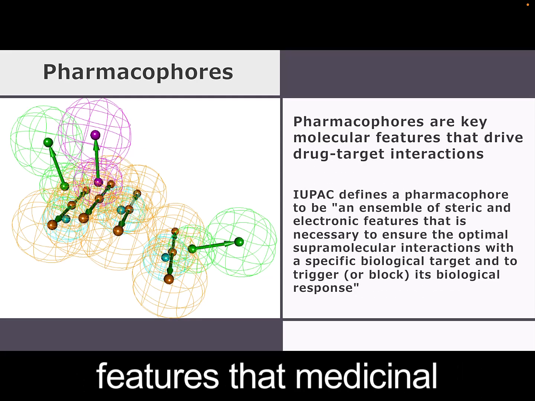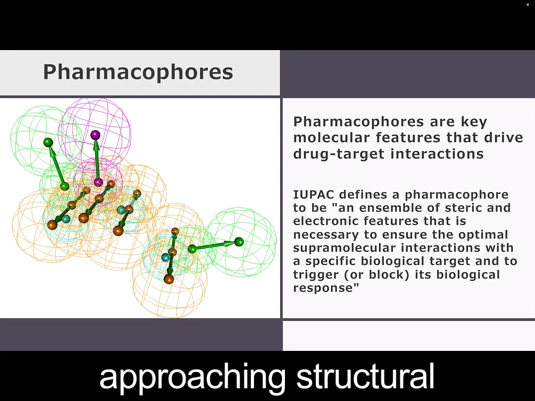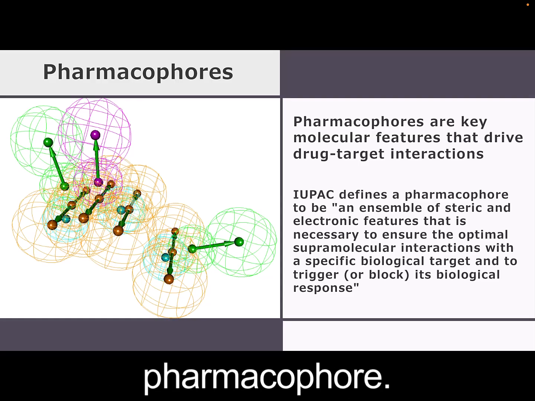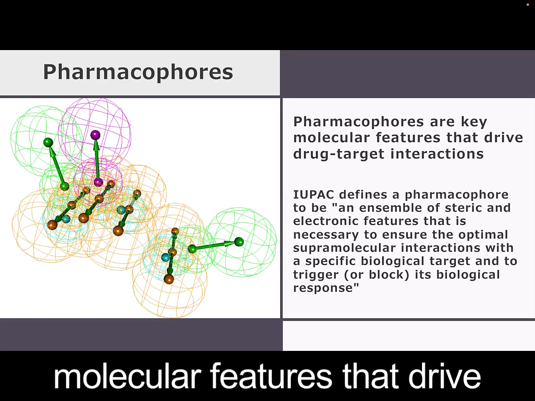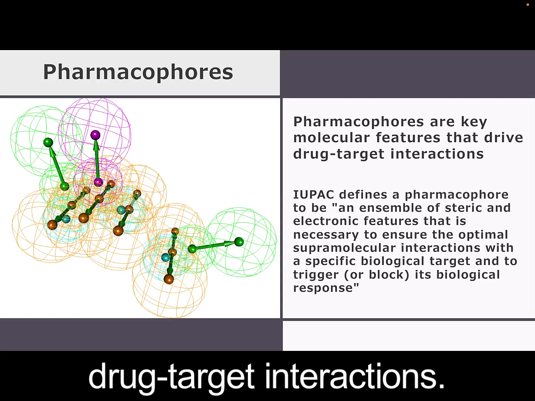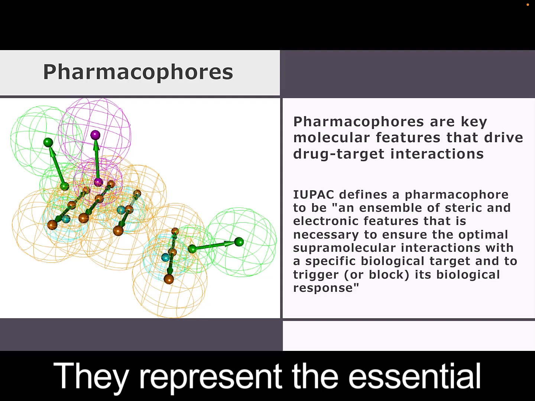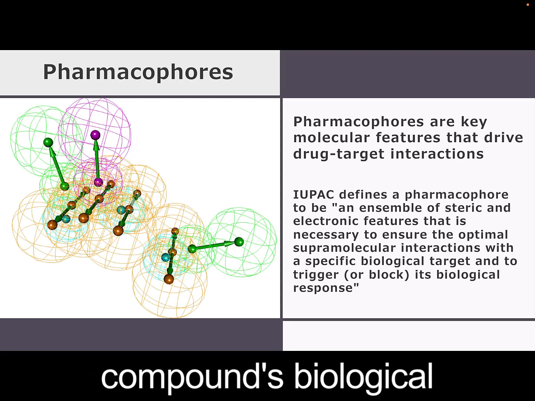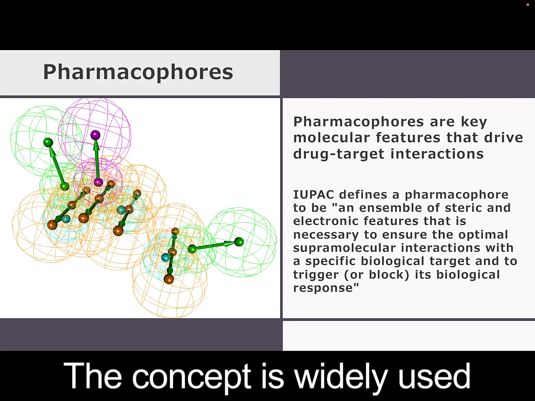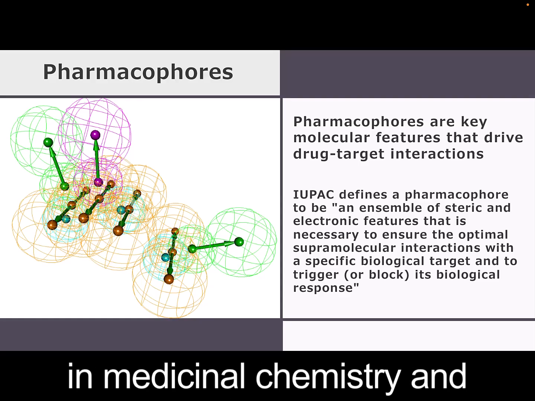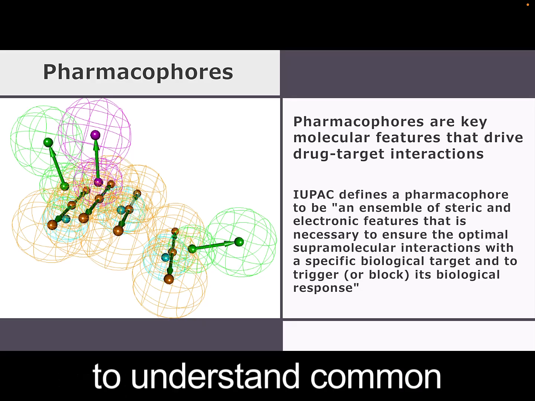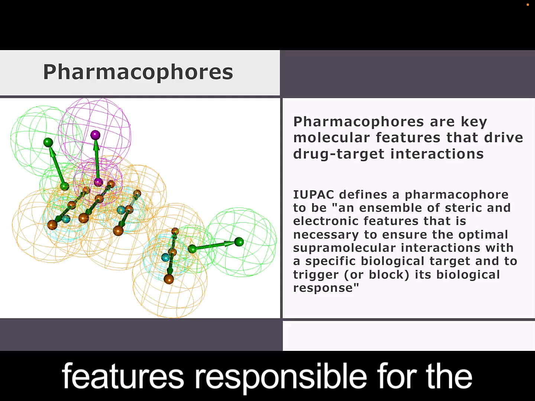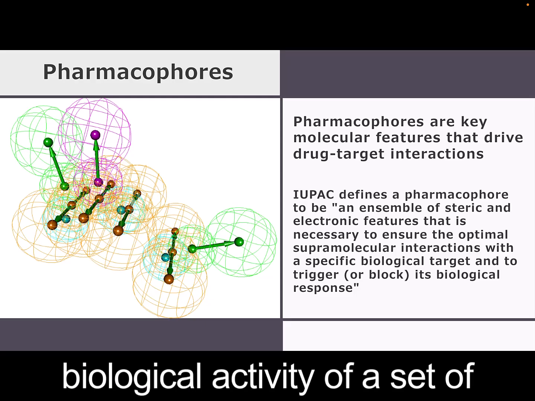So one of the first features that medicinal chemists consider when approaching structure-activity relationships is the pharmacophore. Pharmacophores are key molecular features that drive drug-target interactions. They represent the essential 3D arrangement of chemical groups responsible for a compound's biological activity. The concept is widely used in medicinal chemistry and computer-aided drug design to understand common structural and chemical features responsible for the biological activity of a set of compounds.